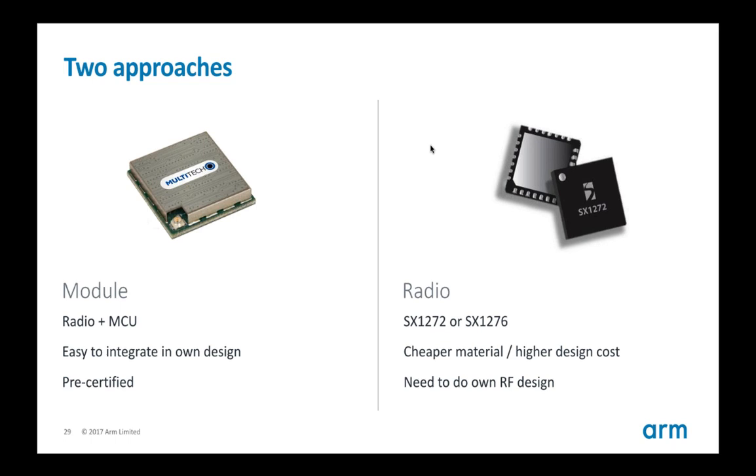This is also one of the potential largest downsides of LoRa, that there's only one manufacturer currently making the radio, and that's Semtech. So if you go to the raw radio side, it's going to be cheaper because you can do all your own R&D. The design cost is going to be higher because you need to do your own RF design and your own certification.